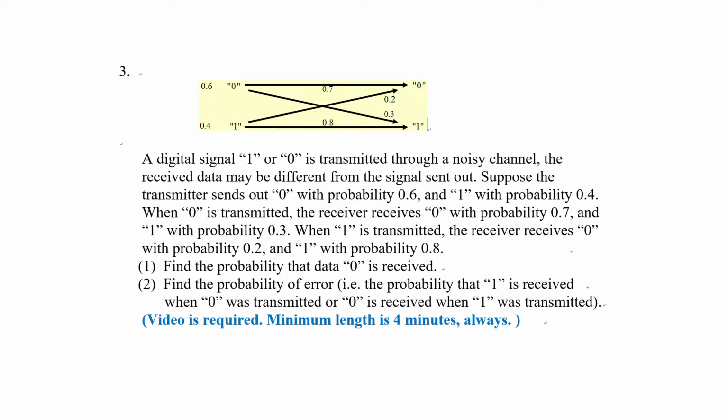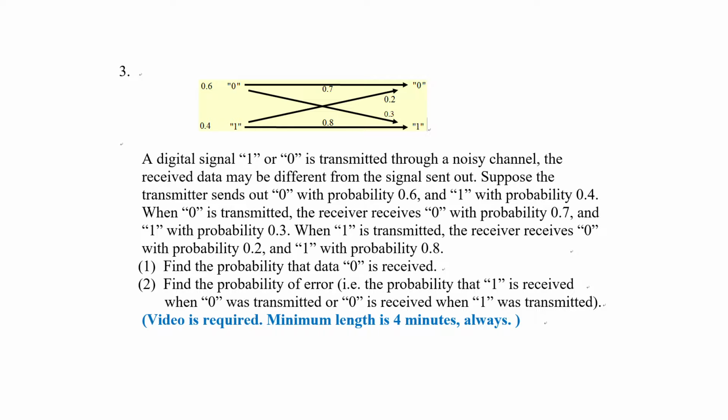When 0 is transmitted, the receiver received 0 with probability 0.7 and 1 with probability 0.3. When 1 is transmitted, the receiver received 0 with probability 0.2 and 1 with probability 0.8. And the first question is, find the probability that data 0 is received.